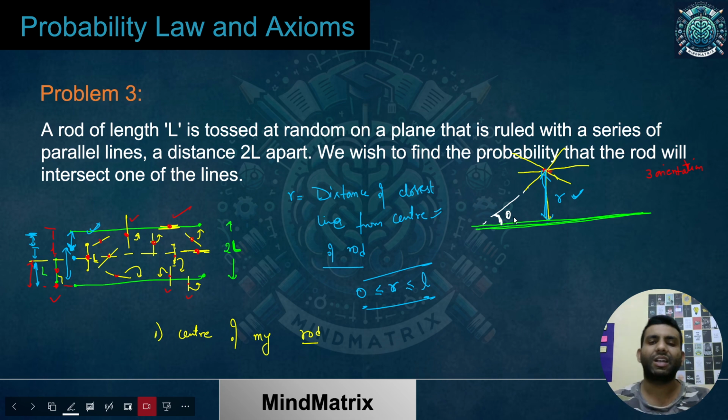And r and theta will also tell me exactly where and in which orientation my rod is present between any two parallel lines. Okay, so for example, for this orientation I have made this theta.